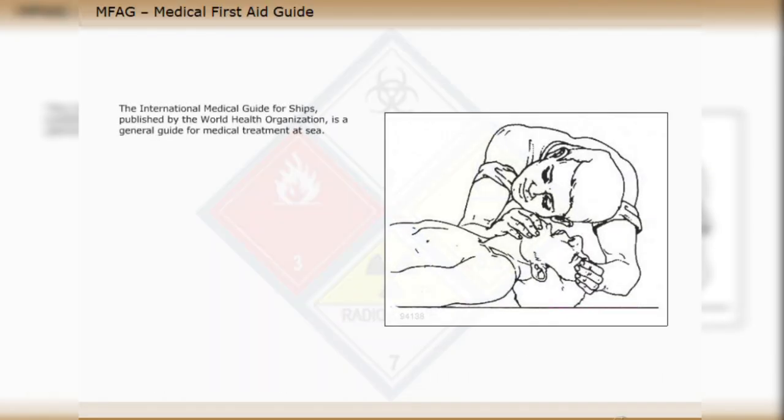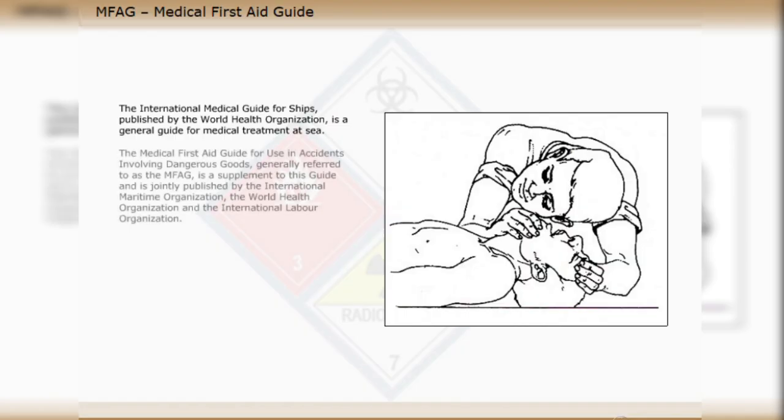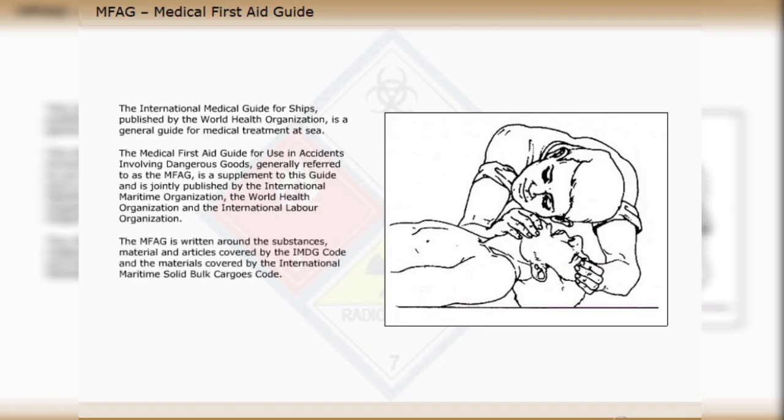The International Medical Guide for Ships, published by the World Health Organization, is a general guide for medical treatment at sea. The Medical First Aid Guide for use in accidents involving dangerous goods, generally referred to as the MFAG, is a supplement to this guide and is jointly published by the International Maritime Organization, the World Health Organization, and the International Labour Organization. The MFAG is written around the substances, materials and articles covered by the IMDG Code and the materials covered by the IMSBC Code.